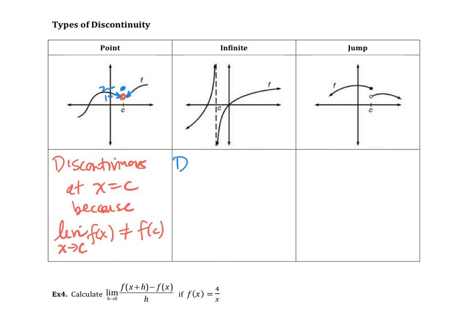Infinite discontinuity is when you have a vertical asymptote, right? So this is when you have a vertical asymptote. Point discontinuity is when you have a hole in your graph. Infinite discontinuity is when you have a vertical asymptote.